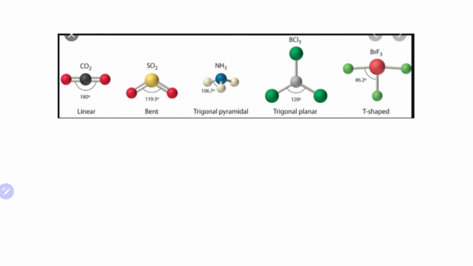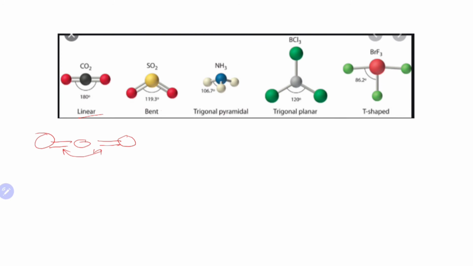Here you have some molecules. CO2 is linear because there are 2 bond pairs. They will repel each other between the bond pairs. Then the shape will be linear. That's the farthest possible between the bond pairs.